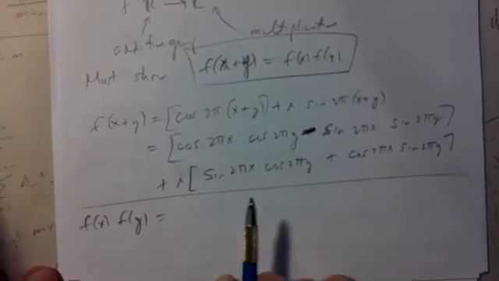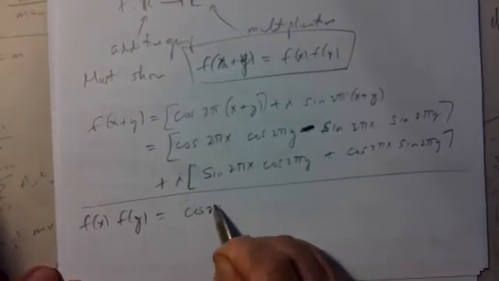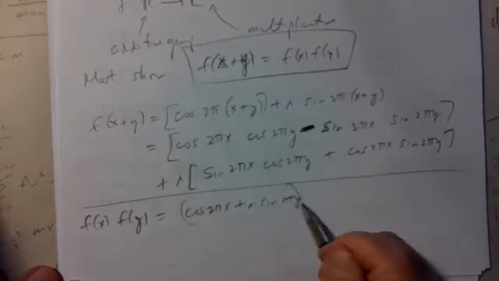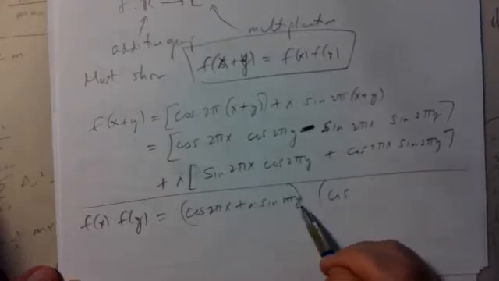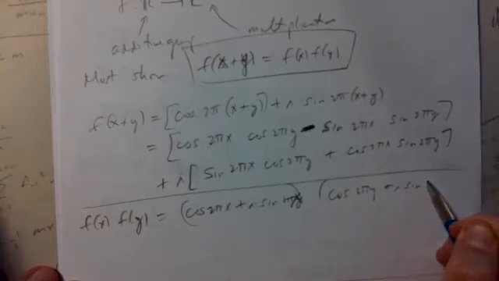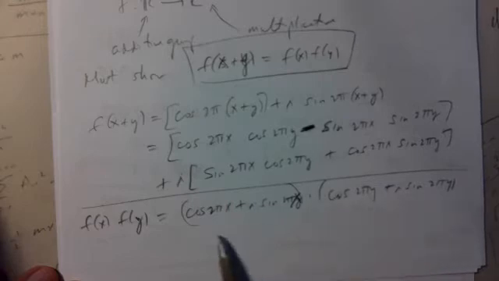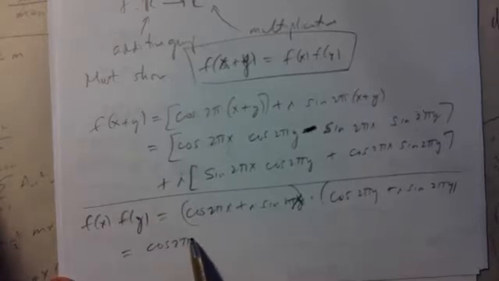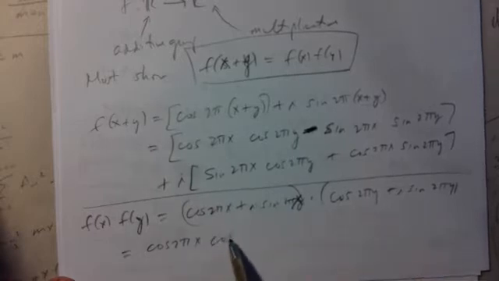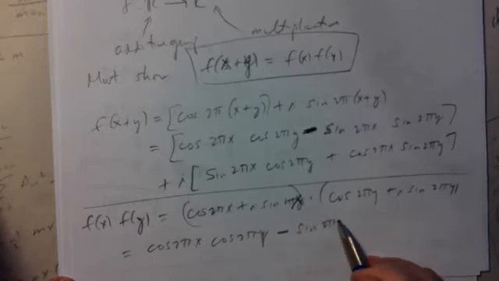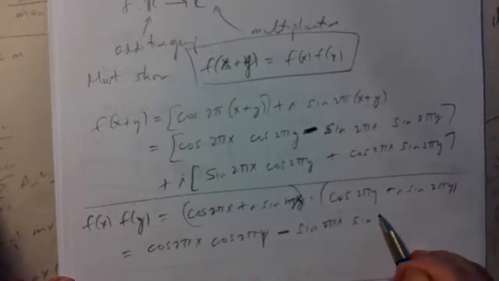So f of x, that's cosine 2 pi x plus i sine of 2 pi x, times f of y, the cosine of 2 pi y plus i times the sine of 2 pi y. So we're just multiplying two complex numbers. So you get cosine 2 pi x cosine 2 pi y minus the sine of 2 pi x sine of 2 pi y.